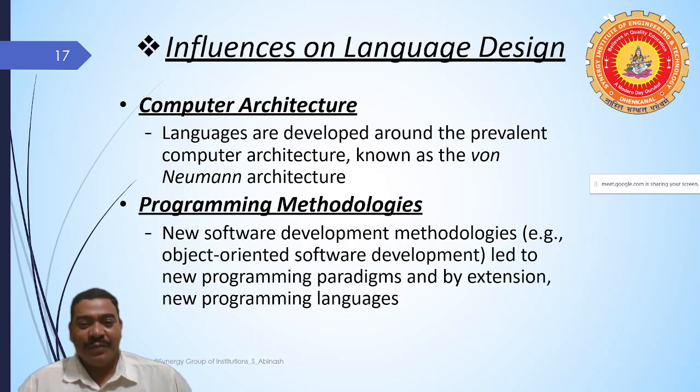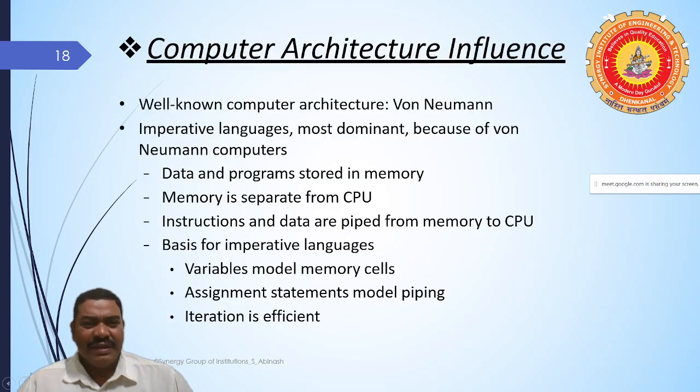Programming methodologies, such as new software development methodologies like object-oriented software development, or predicate logic-based programming languages, or calculus-based programming languages, led to new programming paradigms and, by extension, new programming languages. So the concepts of programming were developed, and based on those concepts, new programming languages were developed. These are the influences. The first one is the computer architecture influence, the well-known von Neumann architecture.